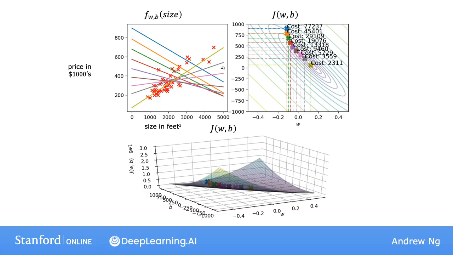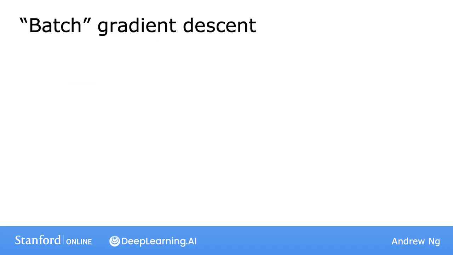And you can now use this f of x model to predict the price of your client's house or anyone else's house. For instance, if your friend's house size is 1,250 square feet, you can now read off the value and predict that maybe they could get $250,000 for the house. To be more precise, this gradient descent process is called batch gradient descent.